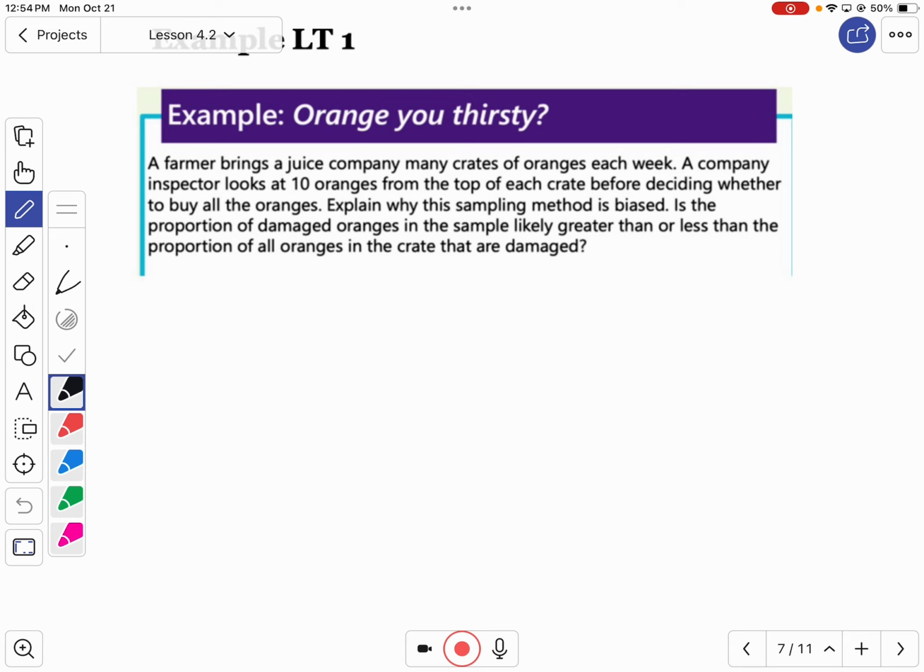Yeah, the ones on the bottom are probably putting the best oranges on top, right? Wouldn't you, if you knew he was only going to look at the top? Okay, so that's definitely going to lead to some bias. All right, the best oranges are probably on the top. They could be more damaged at the bottom.